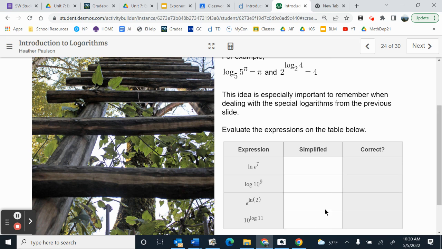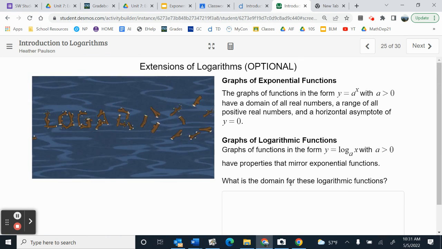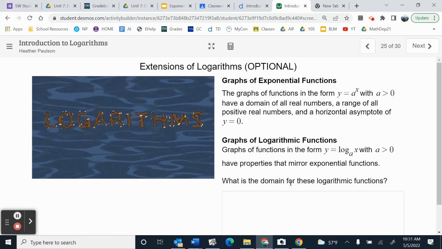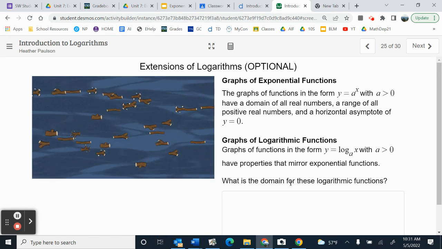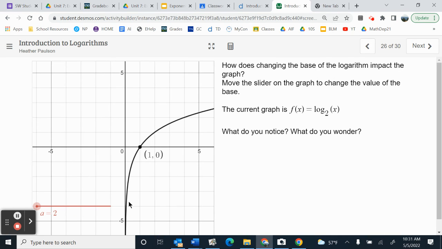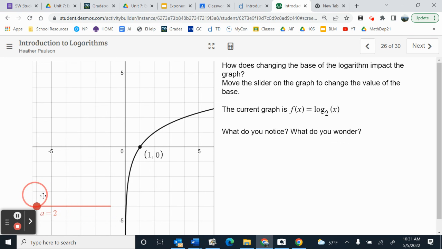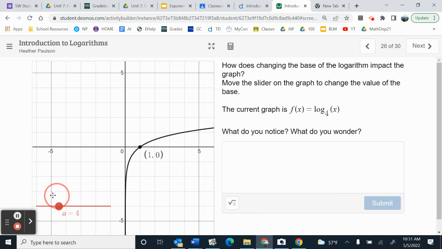Here we are looking at how we can rewrite expressions as simplified, and you will be told if it's correct. Here looks at how the domain and the range relate between exponential functions and logs. Here's how we can adjust our graph. How does a log graph change with its base?